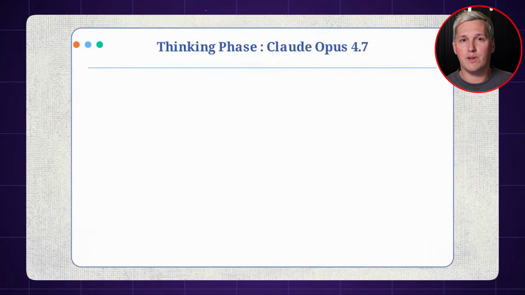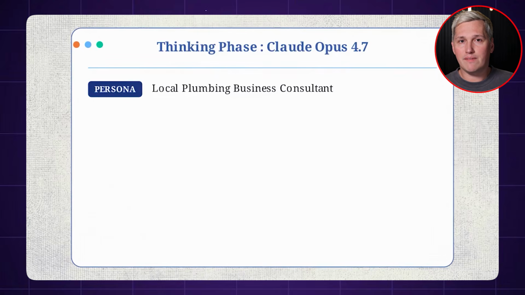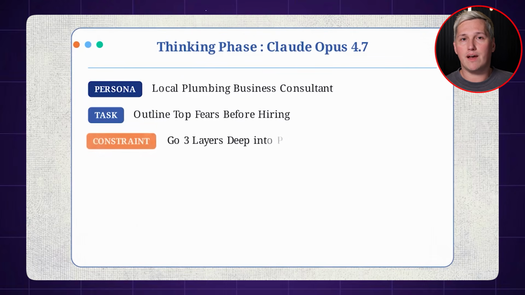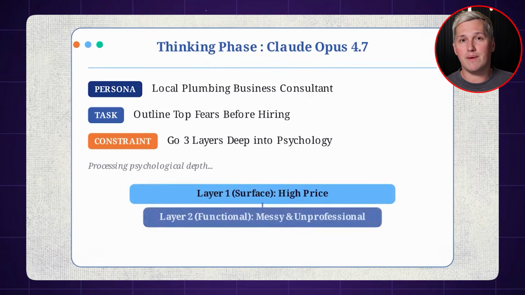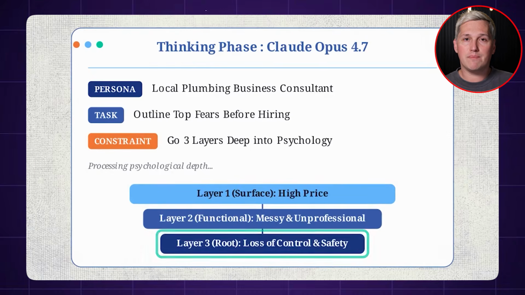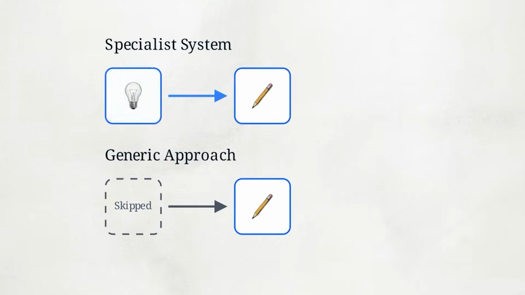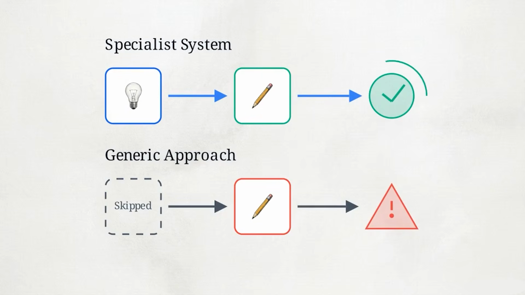Phase 1, you open Claude Opus 4.7 and you do not start with writing. You start with thinking. You give it a thinking prompt rather than a content prompt. You might say something like, you are a business development consultant working with local service companies. What are the top fears a homeowner has before hiring a plumbing service? Go 3 layers deep. Here is where things get wild. You are not asking Opus to produce anything for the client yet. You are asking it to think strategically before a single word of content gets written.